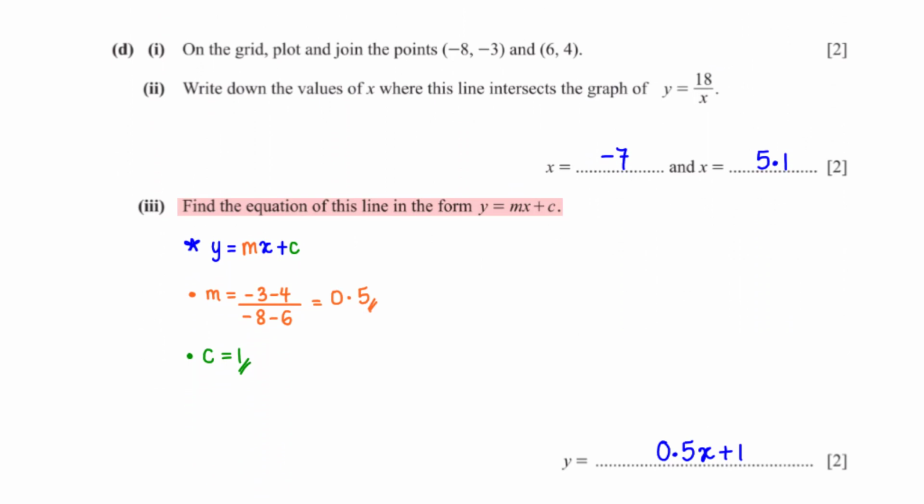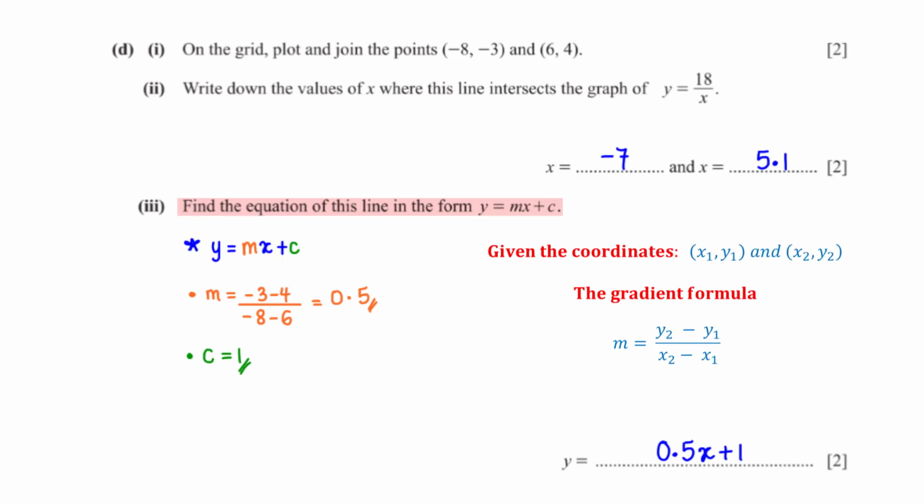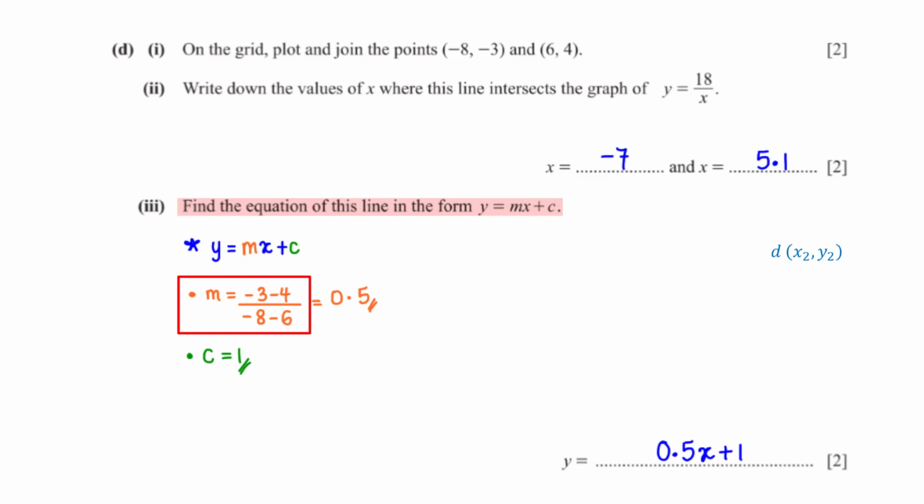Find the equation of this line in the form y equals mx plus c. All we need to do is find the values of m and c and plug in these values into y equals mx plus c. By applying the gradient formula, we have m equals -3 minus 4 divided by -8 minus 6, which is equal to 0.5.